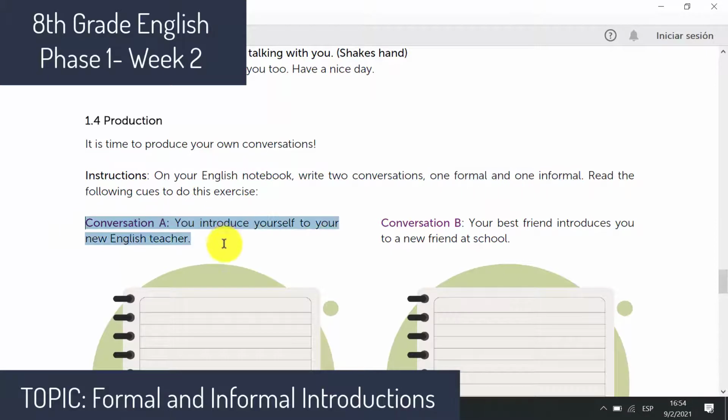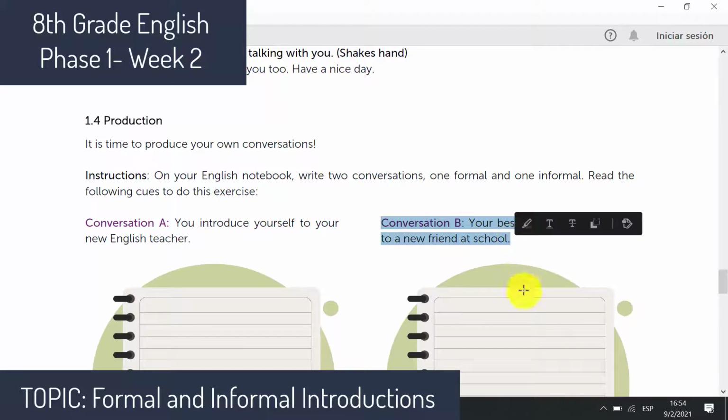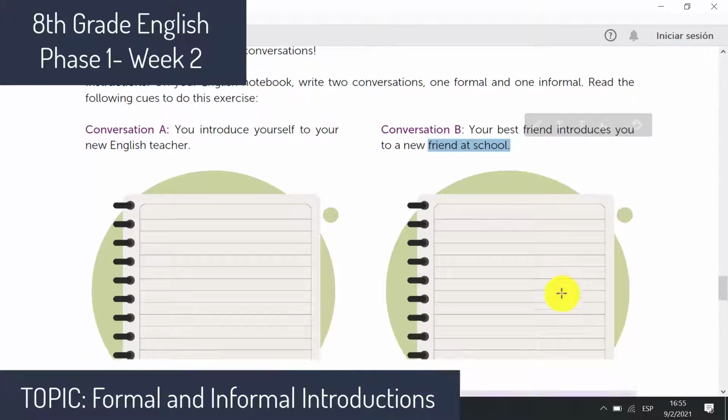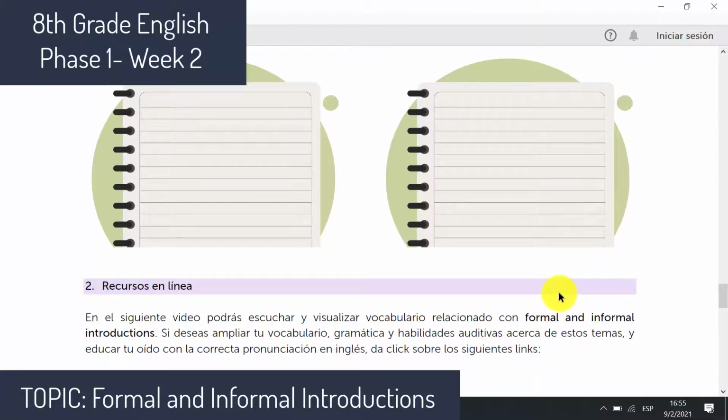Puede auxiliarse de estas ideas. Mire, la conversation 1, conversation A, you introduce yourself to your new English teacher. Usted se presenta con el English teacher. Y la conversation B, your best friend introduces you to a new friend at school. Un amigo tuyo te presenta a otro en la escuela. Esta con el teacher va a ser formal y esta con el friend is going to be informal. Okay? The conversation with the teacher is going to be formal and the conversation with the friend is going to be informal. Okay? That's the idea.